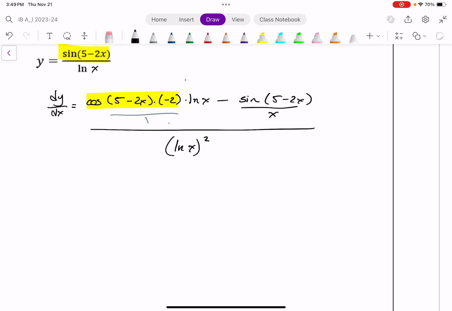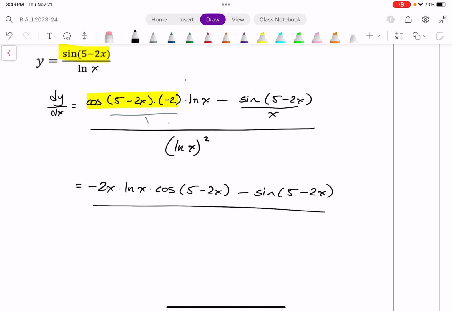And so in the end, my slightly simplified answer becomes negative 2x times the ln of x times the cosine of 5 minus 2x, minus the sine of 5 minus 2x. And all this is over x times the natural logarithm of x, squared.